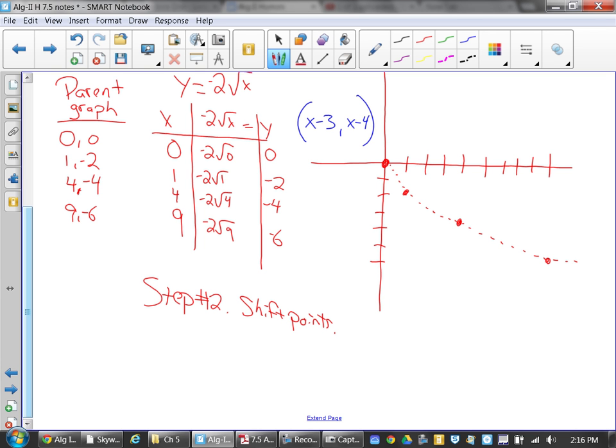So all I do to this is 0 minus 3. What's 0 minus 4? So it's at negative 3, negative 4. 1 minus 3, negative 2 minus 4. And I'm going through that list to get my new set of ordered pairs. Does that make sense? That's all you do for the secondary part there. You're taking the values that you've already figured out from your h and your k, your horizontal and vertical shift, and you're moving the parent function those.